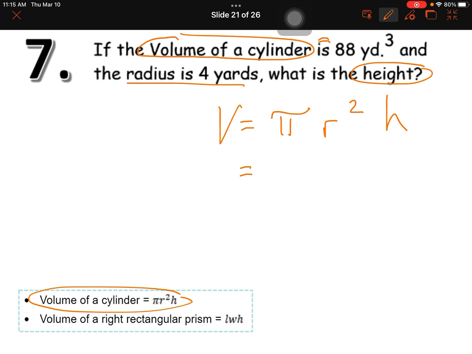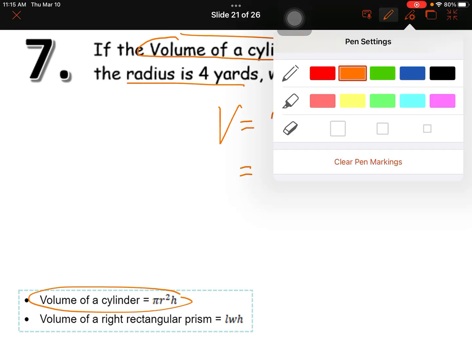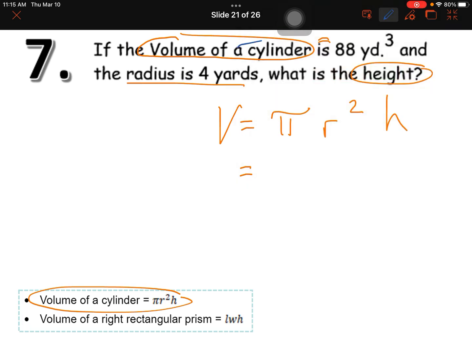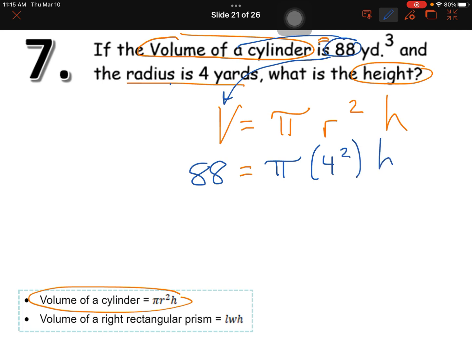So this is an example, once again, of where we're going to have to work backwards. As I look at this question, when it says this is my volume, that goes underneath the V, because that stands for volume. Pi is still pi. The radius is 4, so that goes underneath the R. And then my height is what's missing this time. So I'm going to go 88 equals 16 times pi, because 4 squared is 16, times the height.